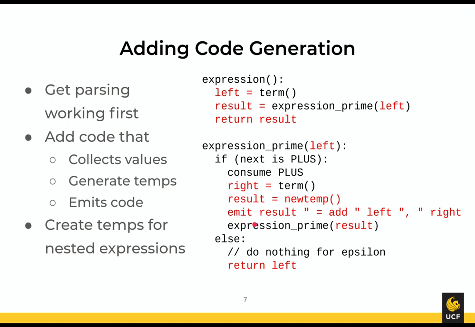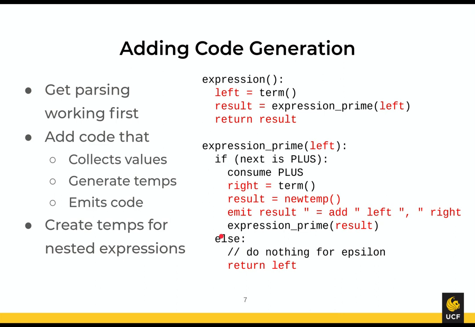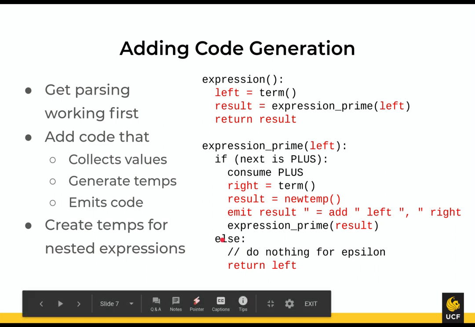And then for reasons that'll become more clear when I show an example, this result is actually passed to expression prime. And we'll see, that handles the kind of nested expressions, and I'll show that. And if it's epsilon, that means there was no plus whatever. It means expression prime didn't actually have an operation, so we just return the left operand.